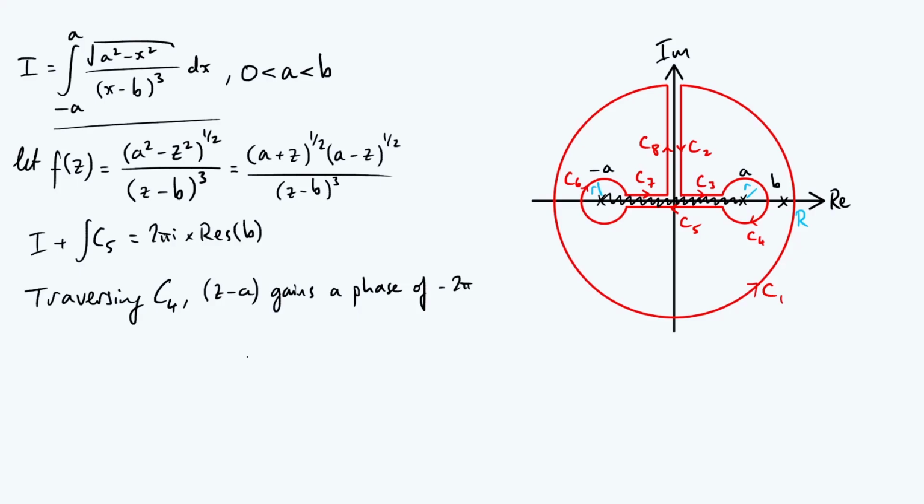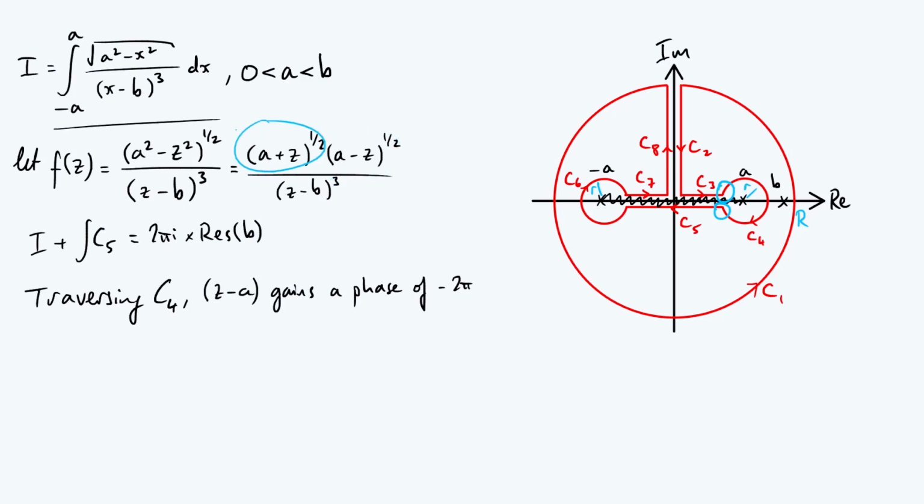Well, the key observation is going to be that as you traverse the curve c4, in other words, you go from this point here, the start of c4, all the way around to the end of c4, you're circling around the point z equals a, and therefore the complex number z minus a changes in phase by 2 pi, because you're going a full circle clockwise around point a. If z minus a gains a phase of minus 2 pi, then a minus z also gains a phase of minus 2 pi, because a minus z is just the same thing but with a minus sign in front of it. So this part of f of z changes in phase by minus 2 pi, so it's going to pick up an extra factor of e to the minus 2 pi i.